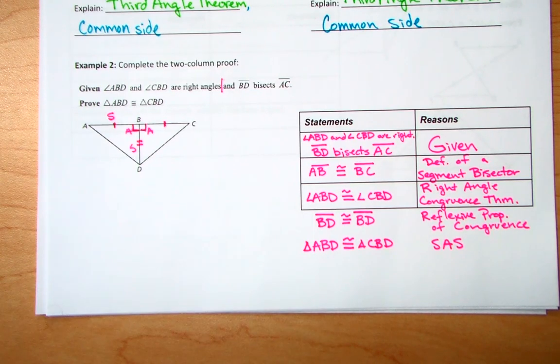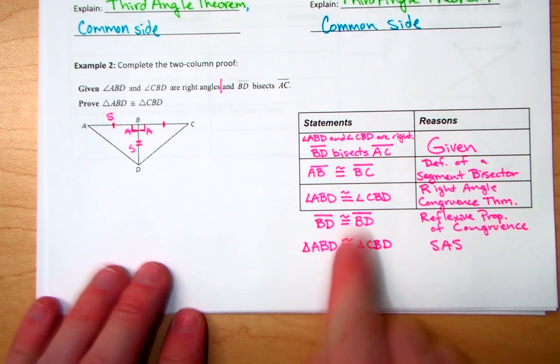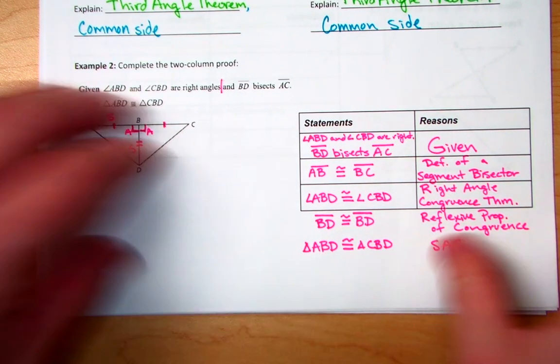Okay, so in these proofs, we need to show all of those little steps, all those little pieces to really prove that they're congruent. All right, let's flip to the next page.